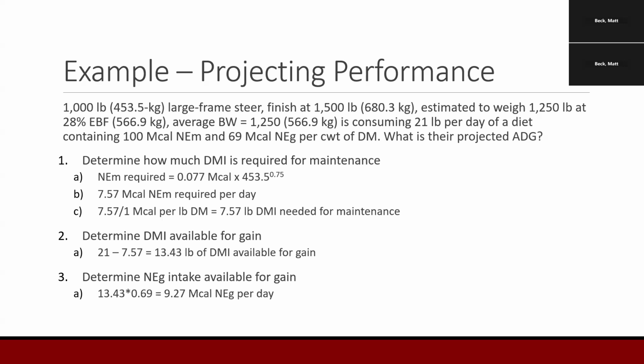Okay. So next, we need to determine how much NEG is being eaten that is available for gain. So in the real example, it would be 12.05 times 0.69. So that animal is consuming 8.31 megacals of NEG per day that is available for gain. Make sense?